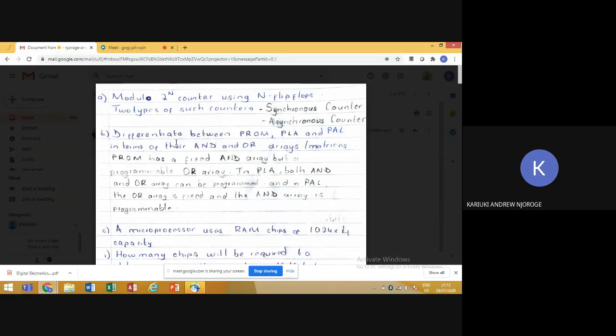you will get the characteristic and excitation table for the specified flip-flop. There are 4 types. If I remember my first semester, that was SR, JK, T, and D. So you get the characteristic and excitation tables. Then you generate the excitation table for the counter. The excitation table shows the present state, then the next state, and the inputs that you're supposed to get. Now the inputs you'll get from the excitation table of the flip-flop.